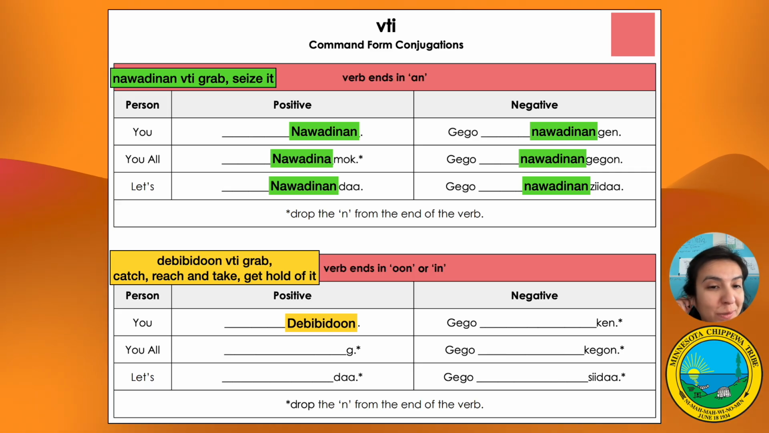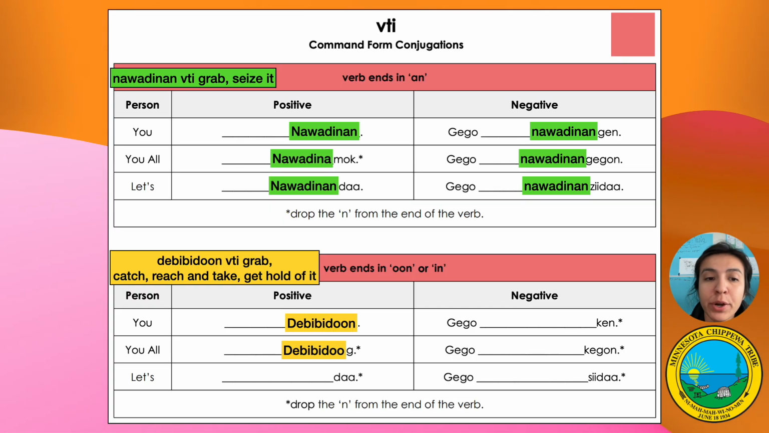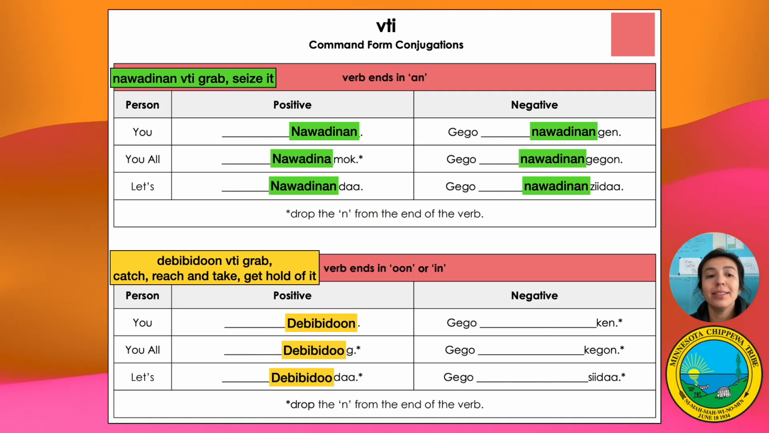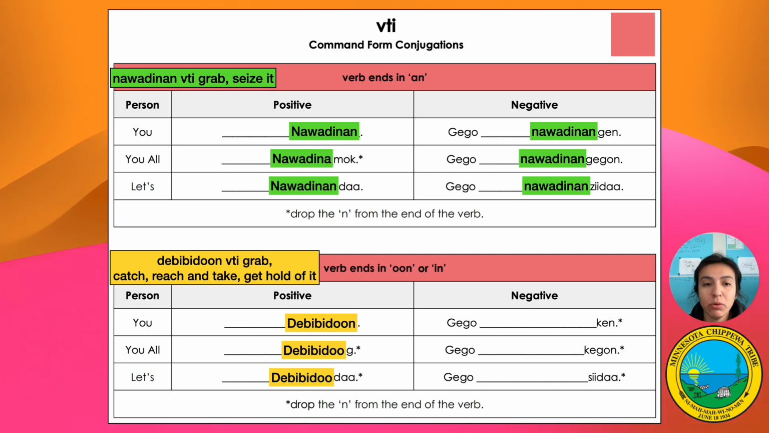You all grab this parachute. We're going to pull it together. Of course, there's an asterisk, so we have to make note of that. The N drops off the end of the verb and we add a G for you all grab it. Debibidug. Let's grab it so we can get on with our day and mosey on out of here. Debibiduda. Let's grab it.